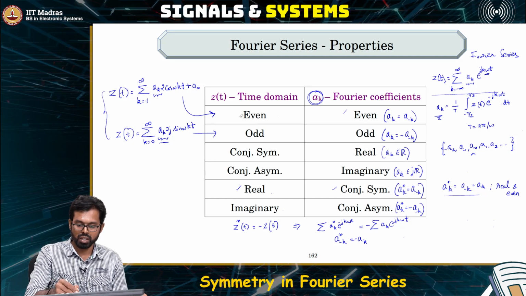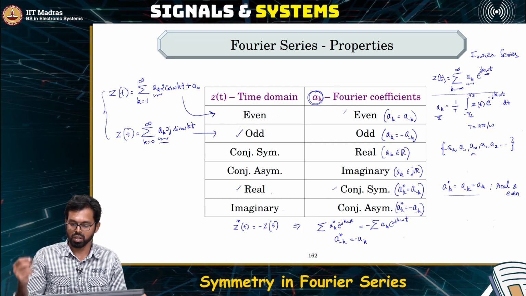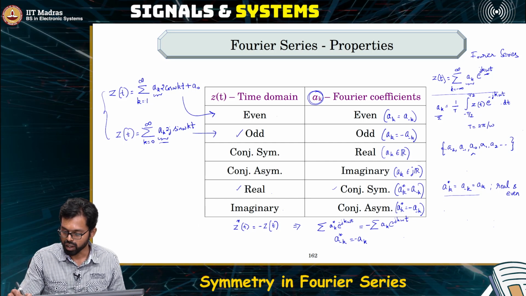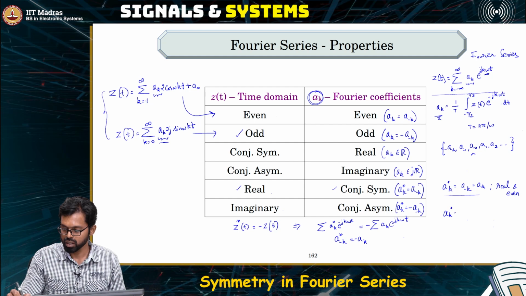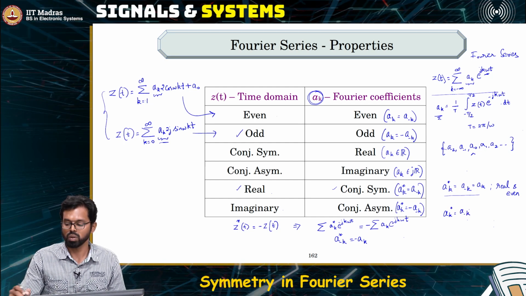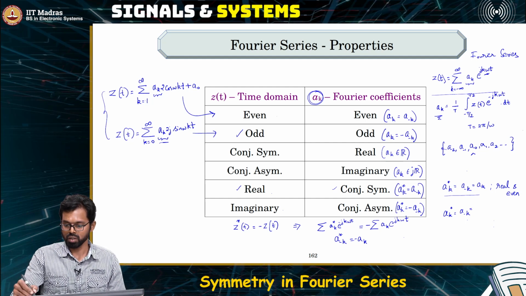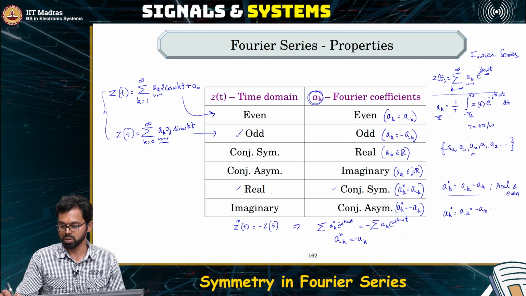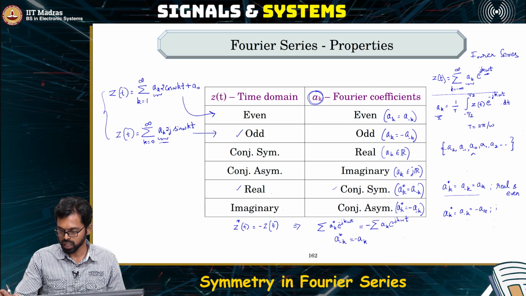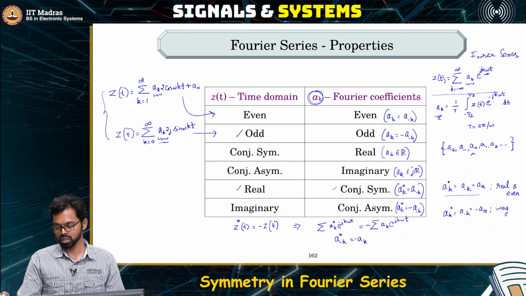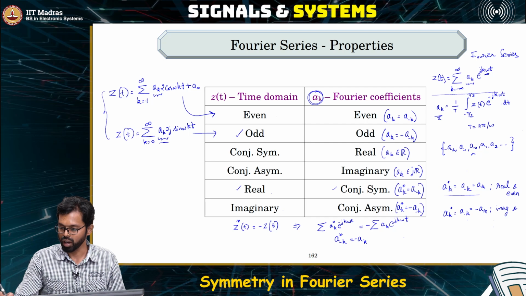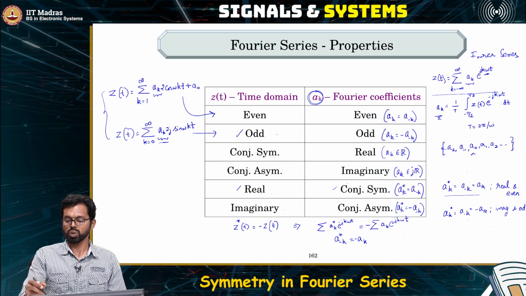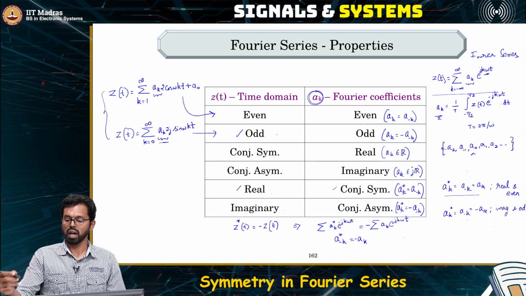Now what if the signal is real and odd? If you have a time domain signal which is real and odd, then ak star is equal to a minus k, which from here we get minus ak, which means the Fourier series coefficients are purely imaginary and odd. So whenever we have real and odd, the Fourier series coefficients turn out to be purely imaginary and odd.